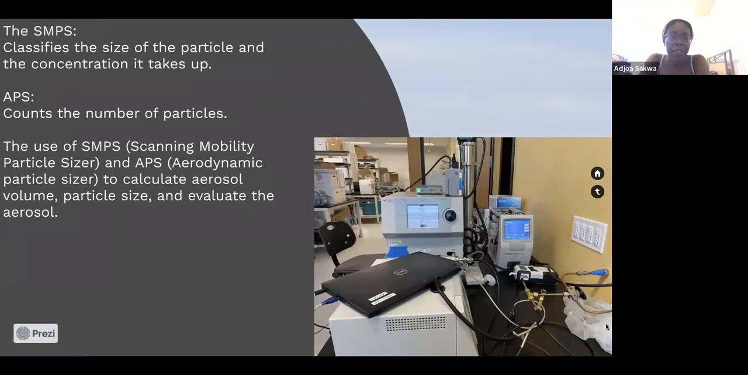So after the aerosols pass through the thermodenuder, they go to these two devices at the bottom right corner. We have here on the left the SMPS, and then on the right the APS. The SMPS is the scanning mobility particle sizer, and the APS is the aerodynamic particle sizer. Their job is to basically count, collect, and measure the particles, as well as measure the volume of how much space they take up. Next slide.